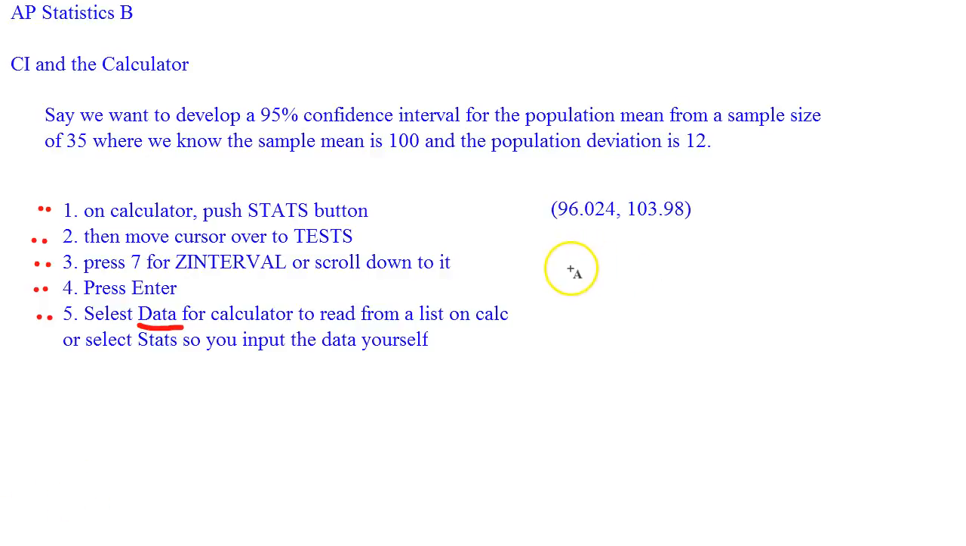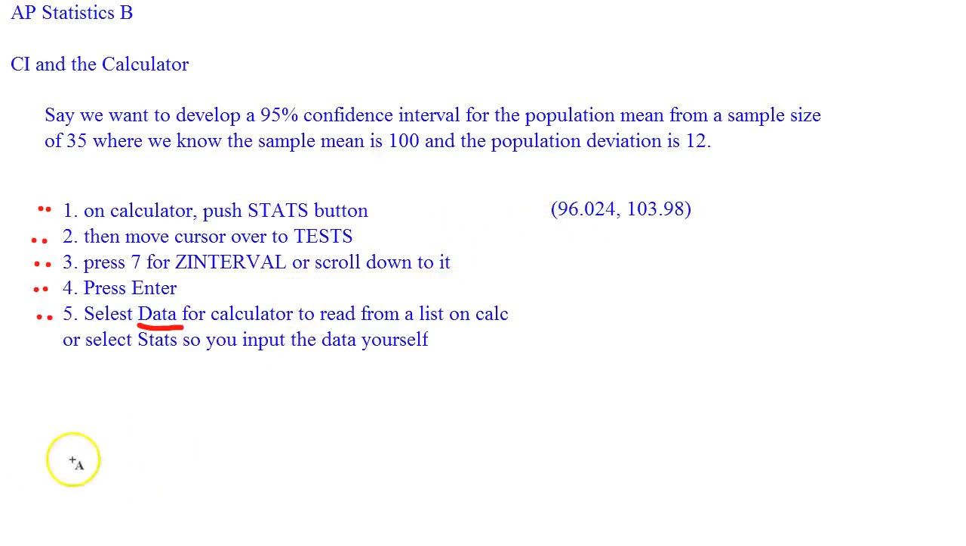What this is saying is that 95% of the time, when I'm selecting data from this population, it should be within this range of answers. That's kind of nice. The lowest would be 96.024 and the highest would be 103.98. So this does everything for you, all the stuff that we've talked about before.